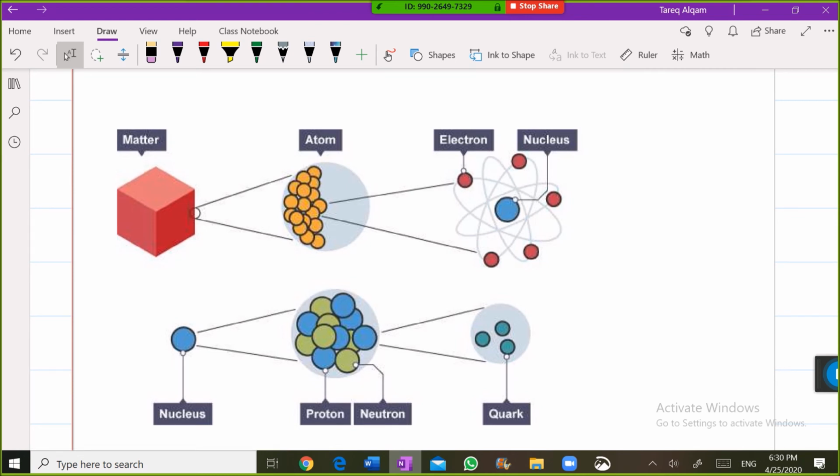Here, guys, the matter consists of atoms. Atoms consist of nucleus and electrons. Nucleus consists of protons and the neutrons. The new thing, guys, here, each neutron and proton consist of something called quarks. Right? Consist of particles that are called what? Quarks.